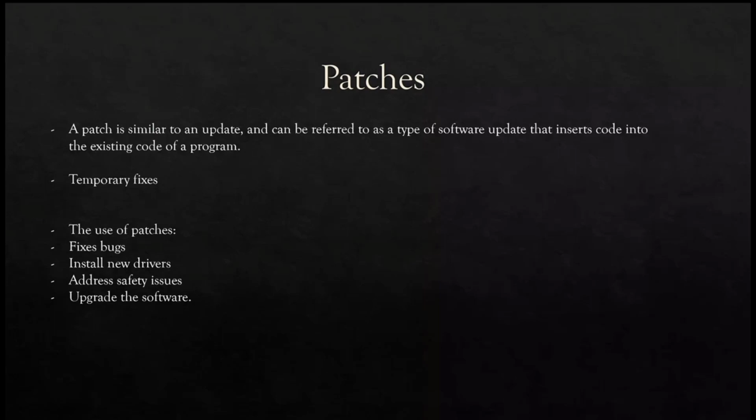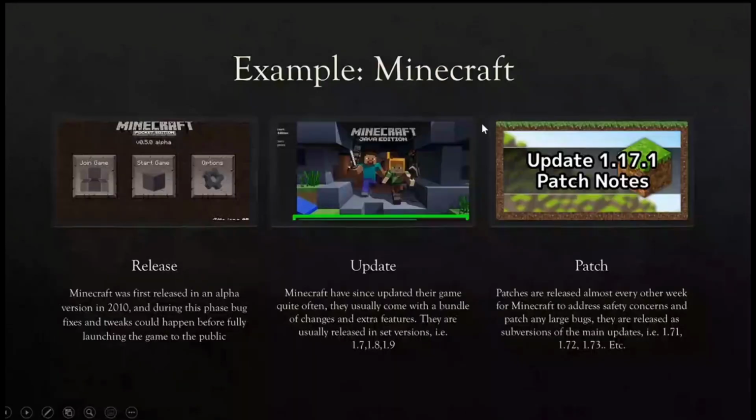Now, to give a bit more background with Minecraft. In 2010, Minecraft was released as an alpha version before it was released to the public. And then once the release was made, Minecraft would carry out updates to fix things. And in between these little updates, they release patches. In these patches, they fix bugs that might be happening in between.